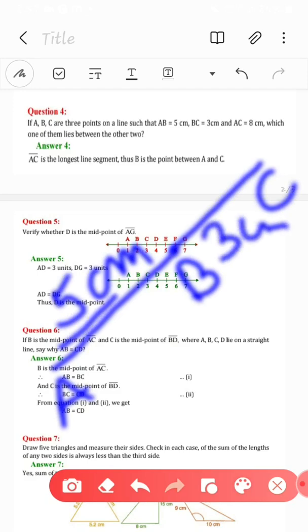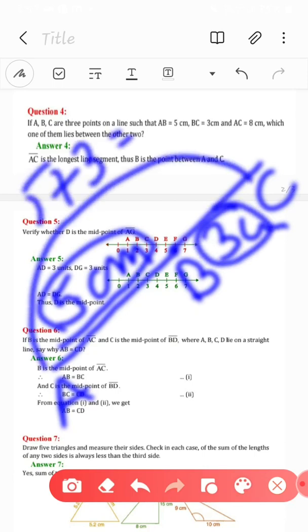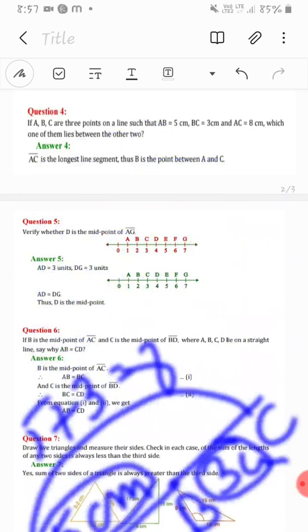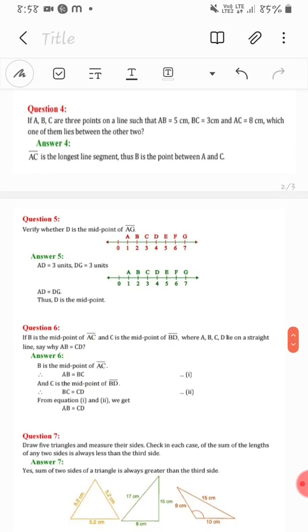If AB is equal to 5 and BC is equal to 3, 5 plus 3 in total will be what? Obviously 8. Yes. So which one of them lies between the other two? We came to know that AB plus BC is equal to 8. That means AC is 8. Now which point lies in between? Obviously point B will lie in between A and C. Yes, AB plus BC is equal to AC. That is why B will lie in between A and C.